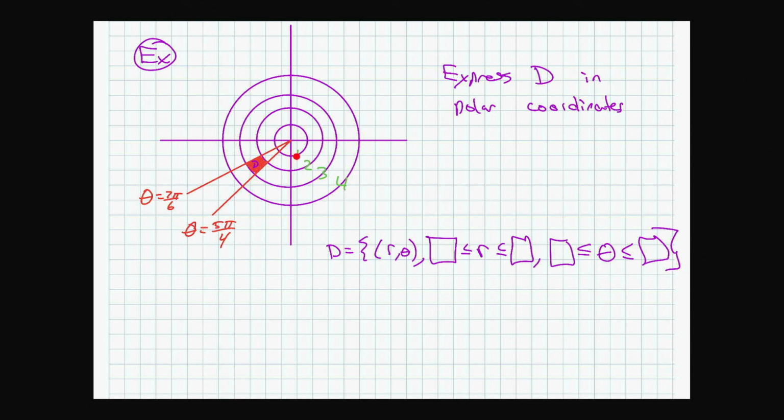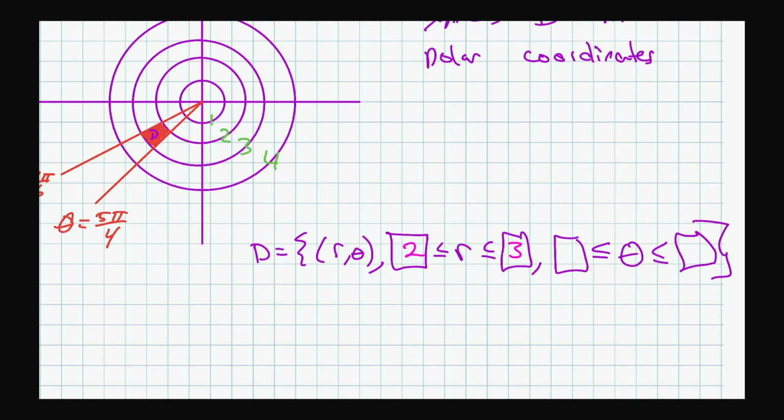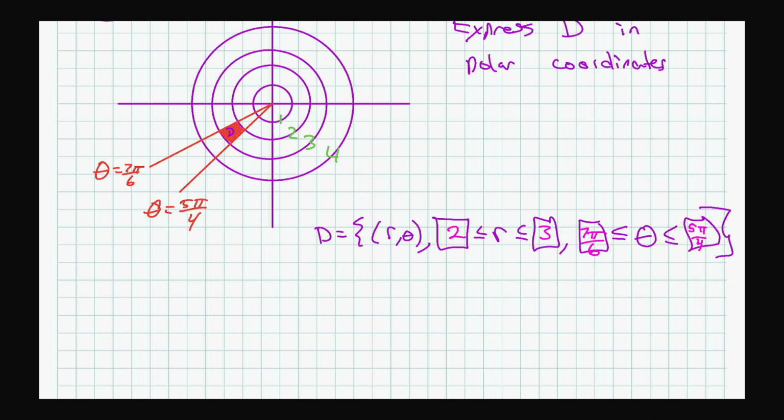So I called this 1, if you can read it. 1, 2, 3, 4. So this shaded region is in between 2 and 3, right? So you just go, okay, well, that's easy. 2 and 3 for r. And then for theta, they actually just listed them, so you just have to write those in. That was 7 pi over 6 to 5 pi over 4. So that's how they start out on the homework, just getting used to this. That's a polar rectangle, and those should be super fast to do.